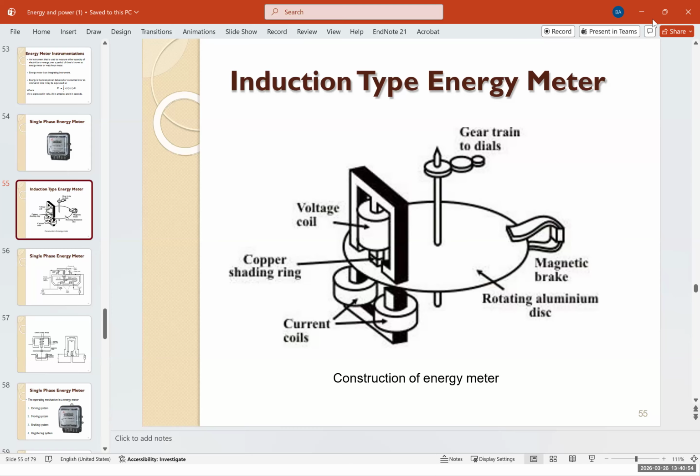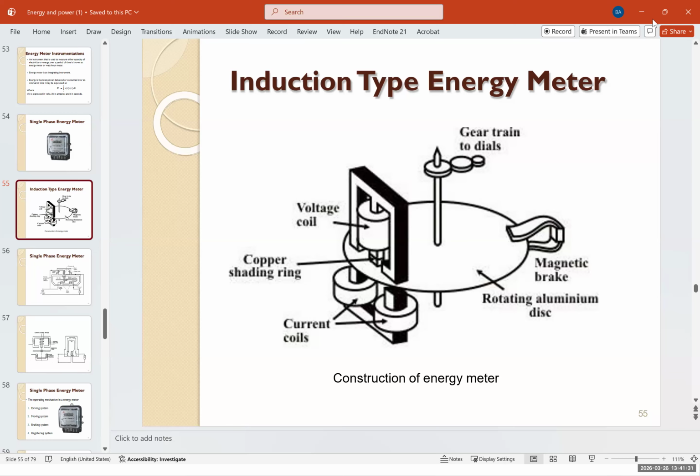As its name suggests, it's a mechanical one. It uses coils. It's using the induction method. We have a voltage coil, we have a copper shading ring, and we have 2 current coils. In the middle, we have a rotating aluminum disc, and then we have a magnetic brake. Now I'll explain what's the function of each part. And then finally, we have the gear train to the dials, which shows you the amount of energy consumed.